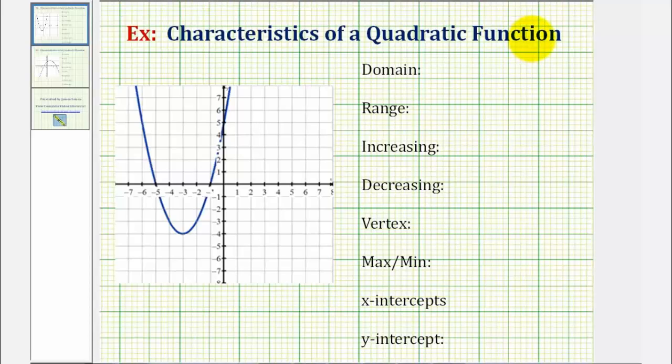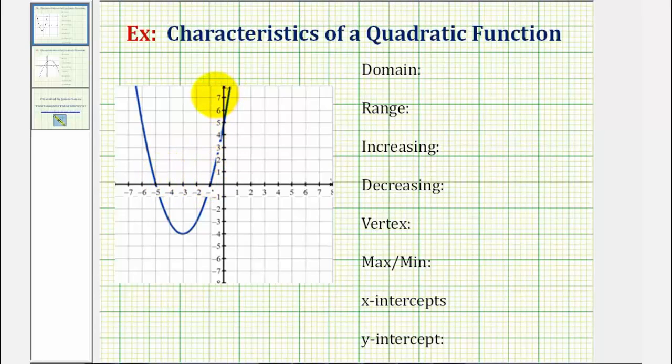In this problem, we're given the graph of a quadratic function and asked to find all of the key characteristics. We first want to start by finding the domain of the function. Remember, the domain is the set of all possible x values or inputs. And since the x-axis is the horizontal axis here, notice how, while we can see the graph is moving up very quickly, it's also moving left forever and right forever without any holes or breaks.